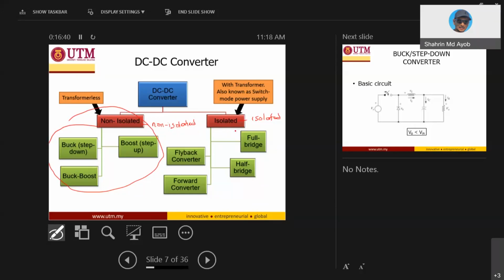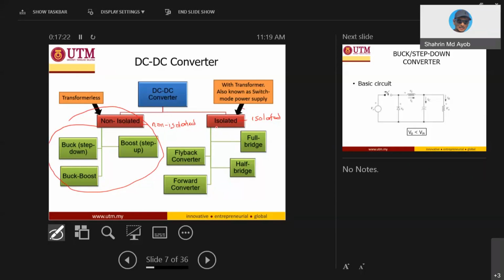For the isolated ones, we only give you a brief introduction: the flyback converters, forward converters, full bridge, and half bridge. If you compare isolated and non-isolated, the isolated converters are more appropriate to be used as a power supply because they have isolation. In terms of security, the isolated version is much more preferred, so they are mostly used for DC power supplies.